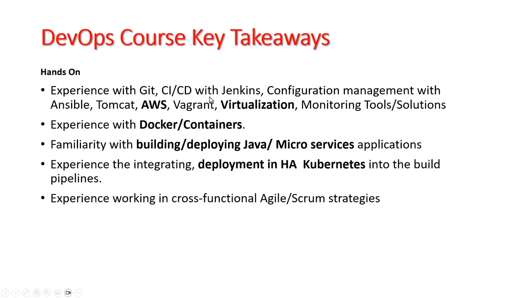Jenkins with the CI/CD, configuration management, that is Ansible. We also touch up with the Tomcat server, application server, AWS cloud, Vagrant virtualization. We are going to see monitoring tools. Some of the experiments we are going to do with the Docker containers and Kubernetes. In that case, we are going to use the monitoring tools.